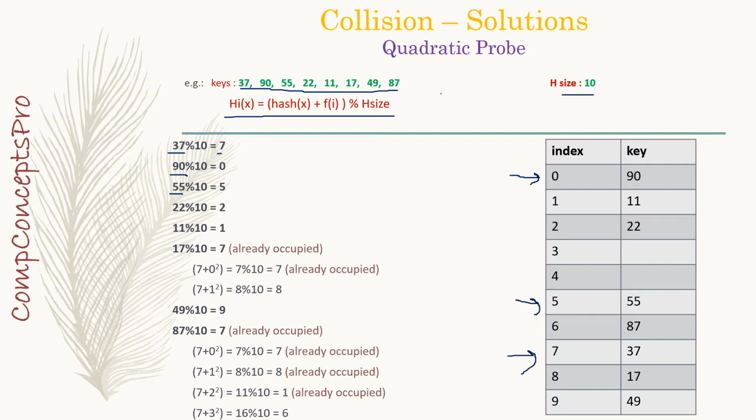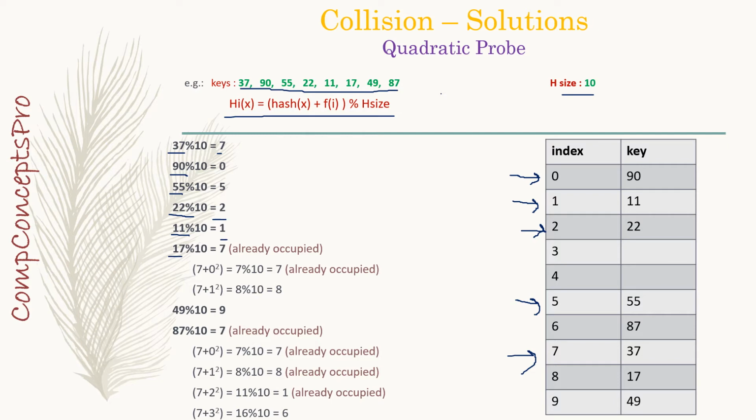Then the next key is 22. 22 mod 10 gives 2. So 22 will be stored at index position 2. Next is 11. 11 mod 10 gives 1. So 11 will be stored at index position 1. So till now there was no conflict and all the keys are stored without any collision at their respective index positions. Next comes the key 17.